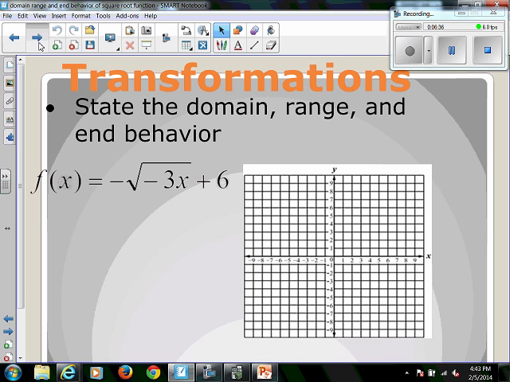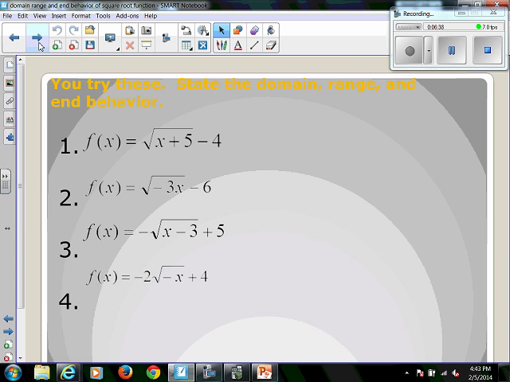Okay, I have a few problems for you to try. State the domain, range, and end behavior. Remember, you're probably going to have to graph them before you can do the domain, range, and end behavior.